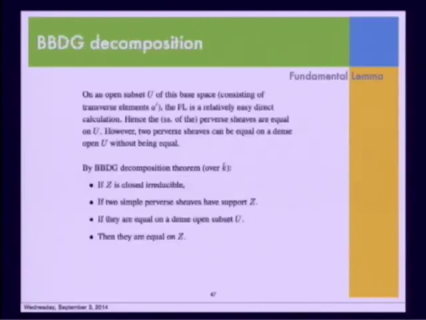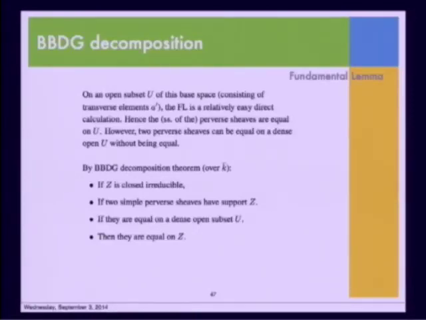And so on an open set of this base space, you can do the calculations, and as I said, this is sort of staying away from these difficult calculations. So it's a relatively easy direct calculation. That can be used to show that the semi-simplifications of these perverse sheaves are equal on this open set. However, two perverse sheaves can be equal on a dense open set without being equal.